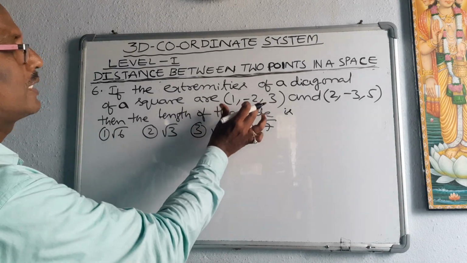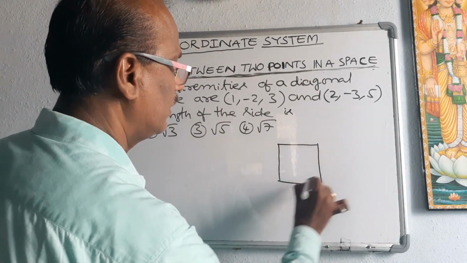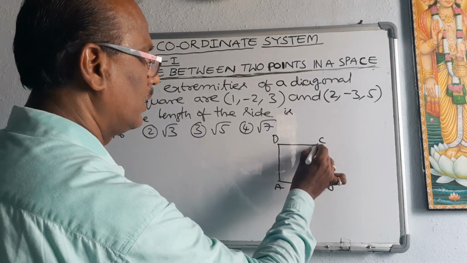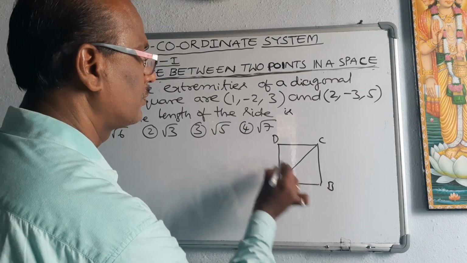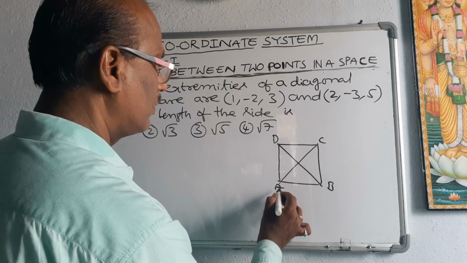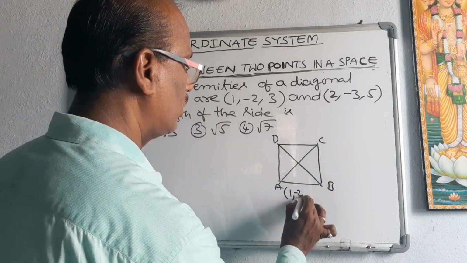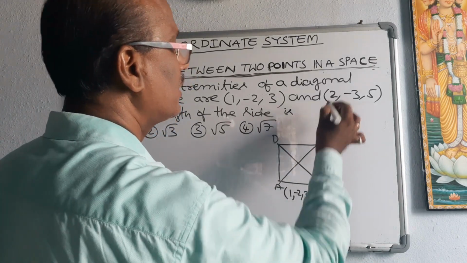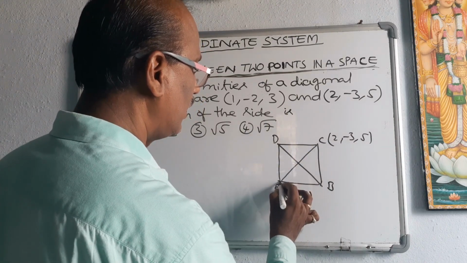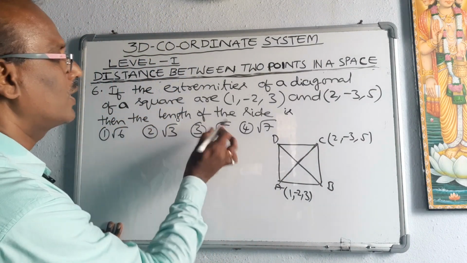Here the diagonal extremities are given in a square. Here ABCD is the square, AC is one diagonal, BD is the other diagonal. Here the extremities: one end, capital A, is given (1, minus 2, 3) and C is given (2, minus 3, 5). These are the extremities of one diagonal. To find the length of the side.